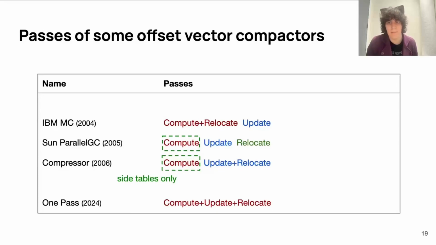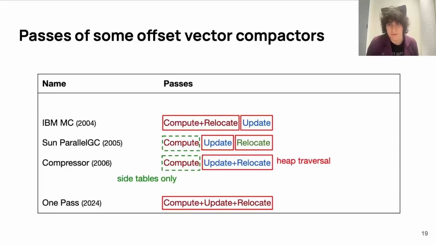The other pass of the compressor, and some other passes of similar collectors, does traverse the actual heap, and also has to pass objects to update their fields and do more complicated acts. And subsequently, those passes tend to be an order of magnitude slower than computing the offset vector.